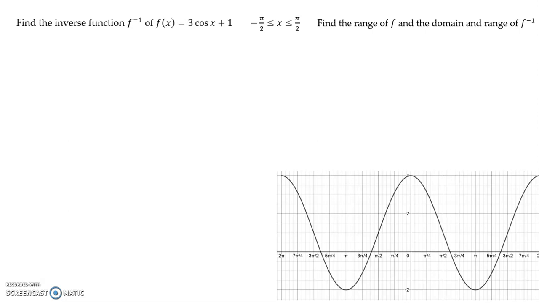In this question, we want to find the inverse function, and the function we're given is f of x equals 3 times cosine of x plus 1. So let's go ahead and rewrite our equation as y equals 3 times cosine of x plus 1.